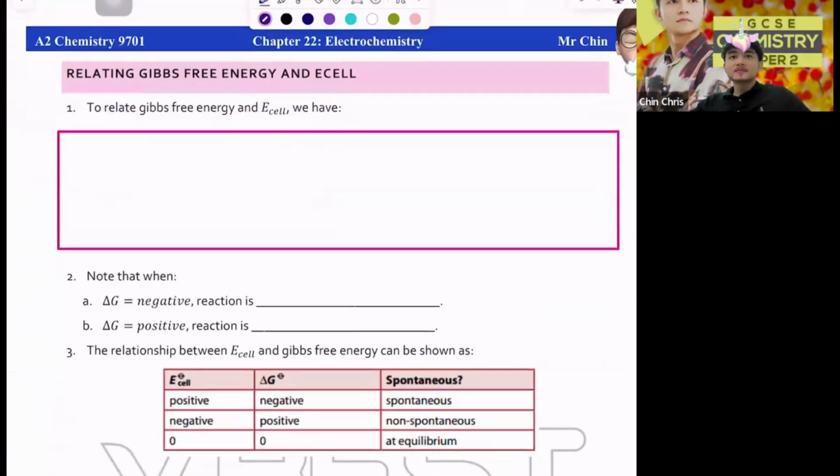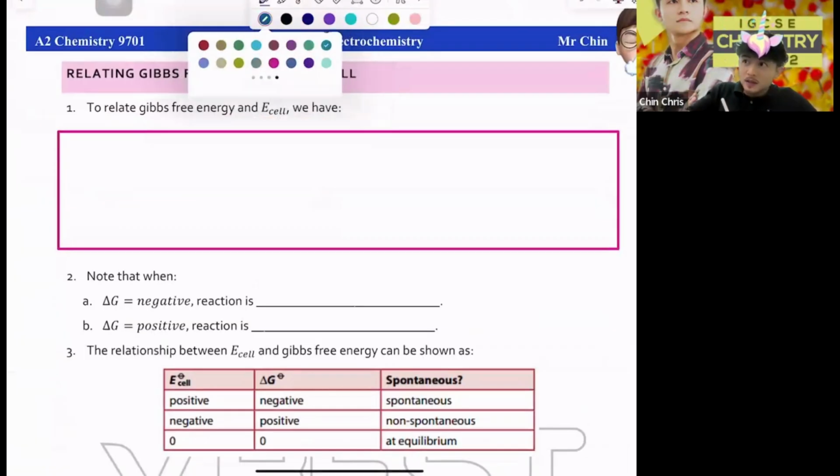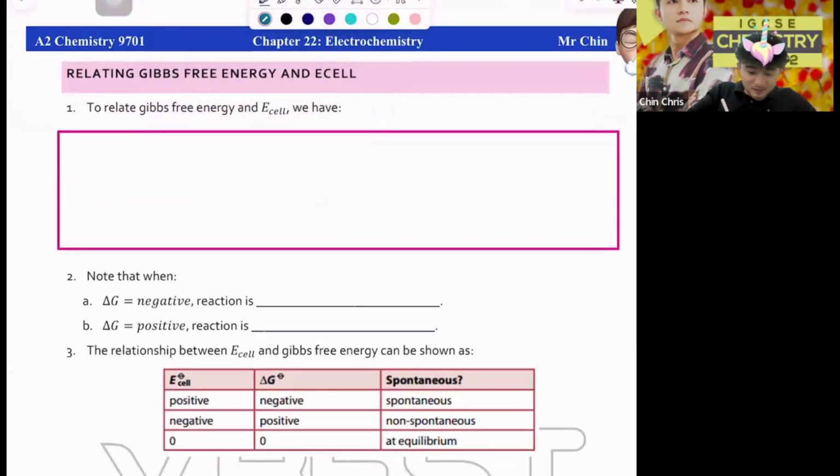Page 49. Alright, guys, relate the Gibbs free energy and E cell. So, guys, to relate your Gibbs free energy and E cell, we have this formula. Are you guys seriously eating bread in my class? Okay, so delta G equals negative nFE cell, yeah.